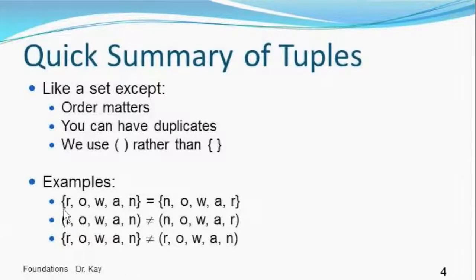So for example, here's an old fact that you should know: the set ROWAN is exactly the same as the set containing the elements NOWAR, that's fine. But if you have a tuple with ROWAN in it, that is not the same as the tuple with NOWAR in it. Of course, we know this is a tuple because of the parentheses there. Because order matters, and the elements in this tuple do not appear in the same order. And sets and tuples are different beasts. You never have a set equal to a tuple.